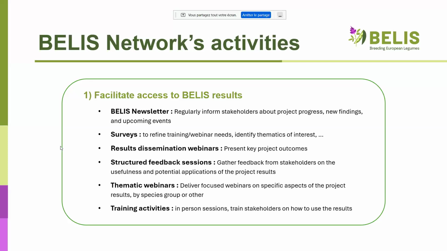When you become a member of the BELIS network, you will have facilitated access to BELIS results through the BELIS newsletter, which will be shared with you. Also, some surveys can be shared to identify needs for webinars or trainings, thematics of interest, etc. And some webinars can be organized either to present some key project outputs or on specific topics such as chickpea today.